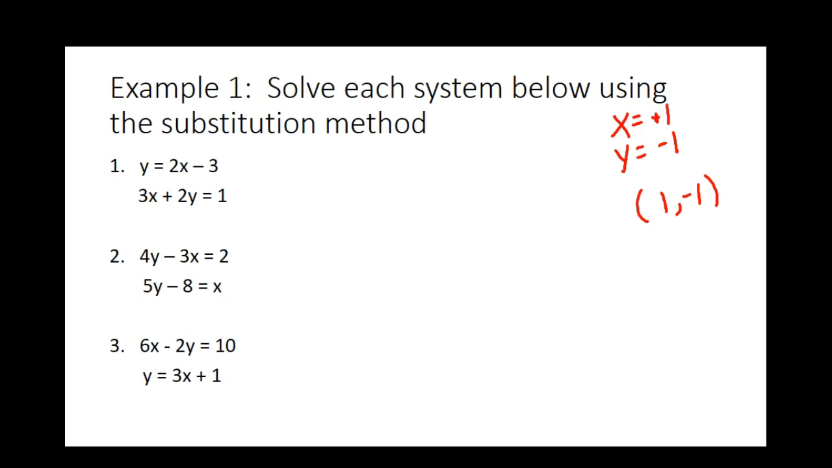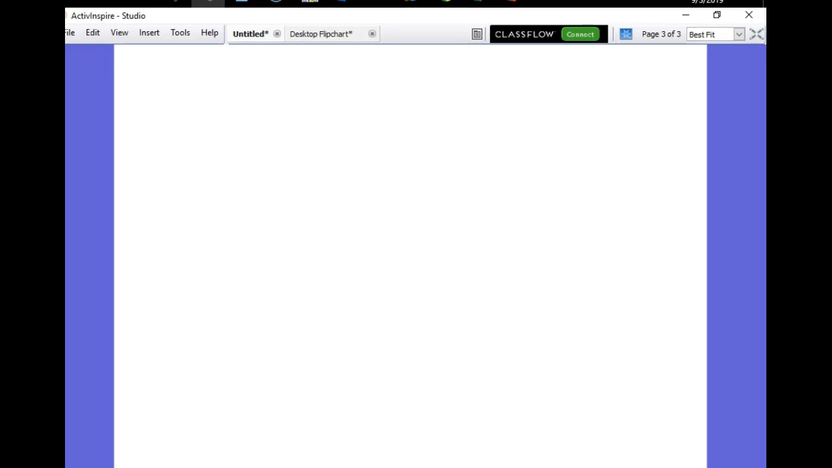So 4y minus 3x equals what? 2. And what was this one? x equals 5y minus 8. Okay, step 1. I want you guys to do step 1: underline and circle.